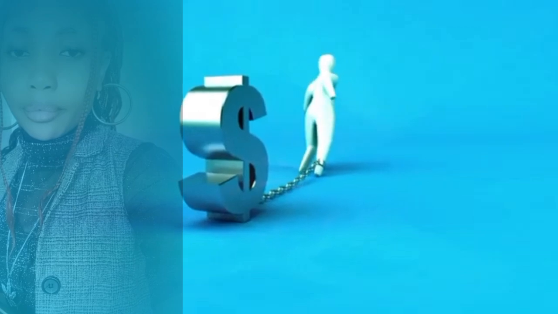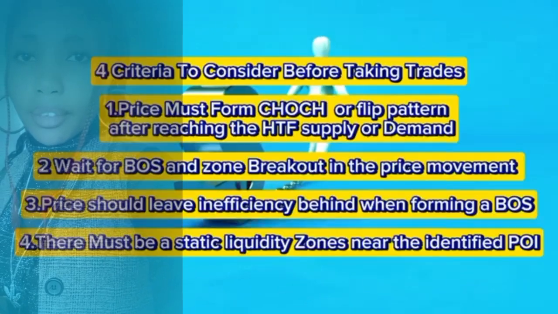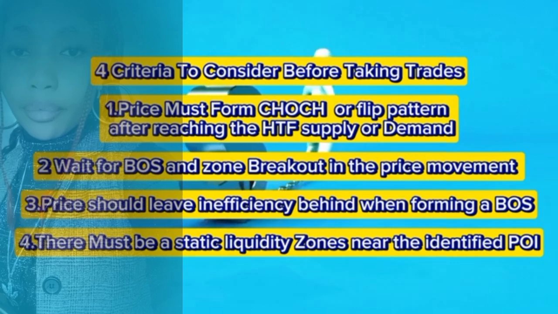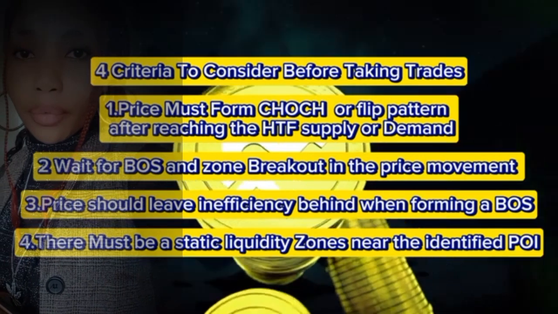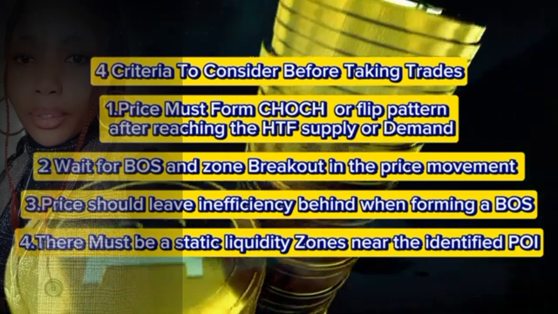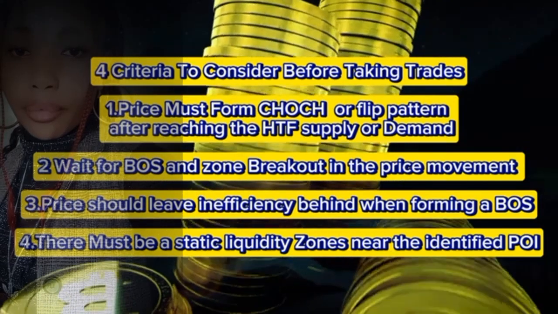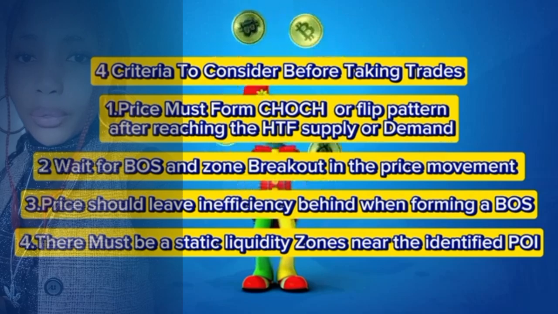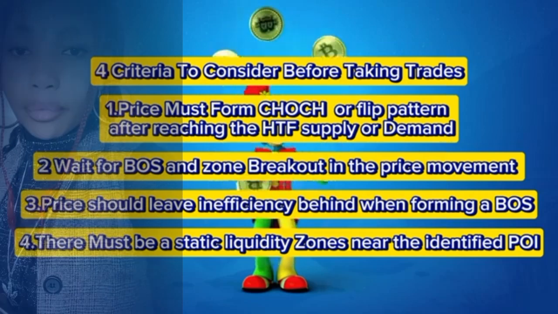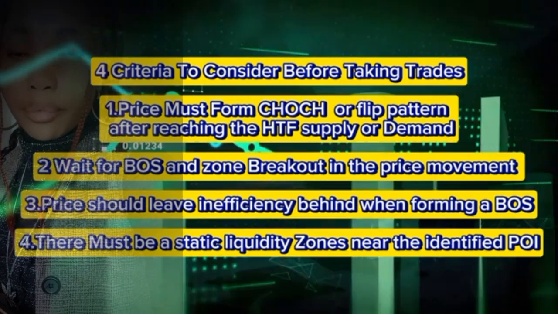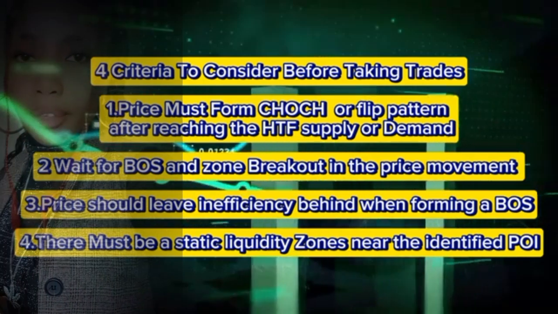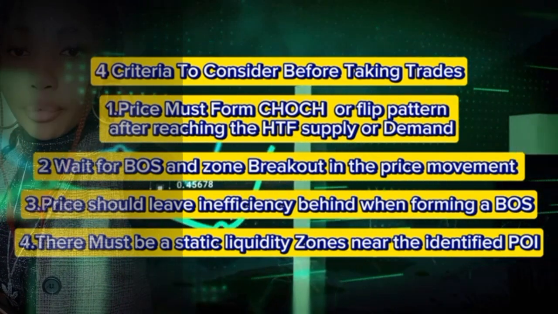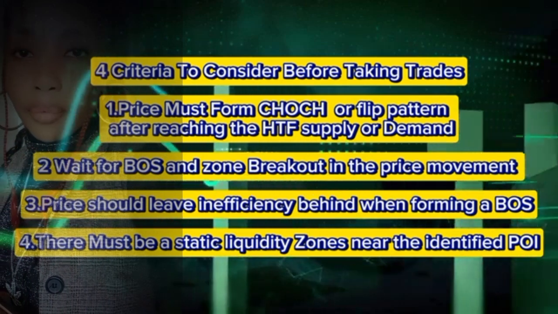Now, how do you know continuation trades? There are 4 essential criteria to consider before executing continuation trades. 1. The price must form a change of character pattern or flip pattern after reaching the higher time frame supply or demand zone. 2. Await a break of structure and a zone breakout in the price movement. 3. The price should leave inefficiency behind when forming a break of structure. 4. There must be static liquidity zones near the identified point of interest.